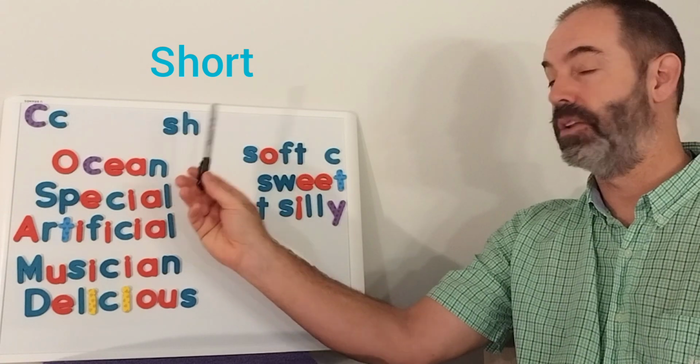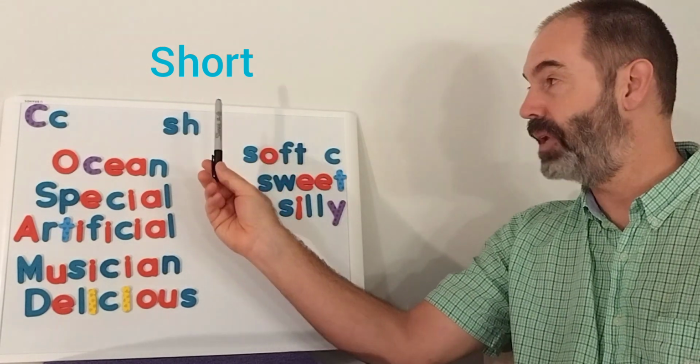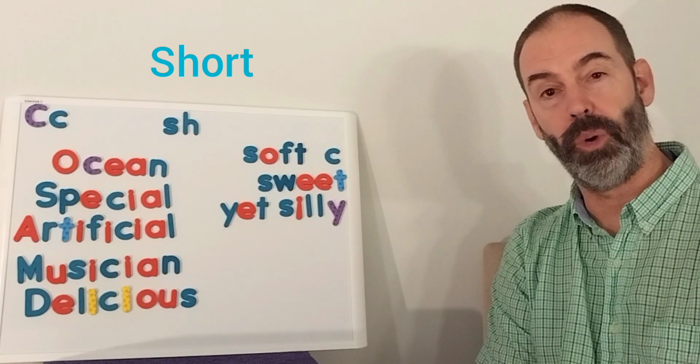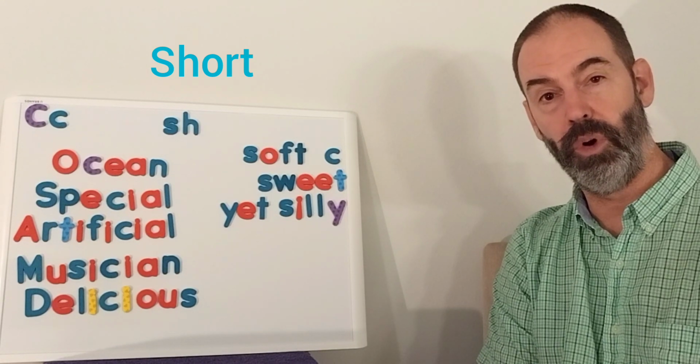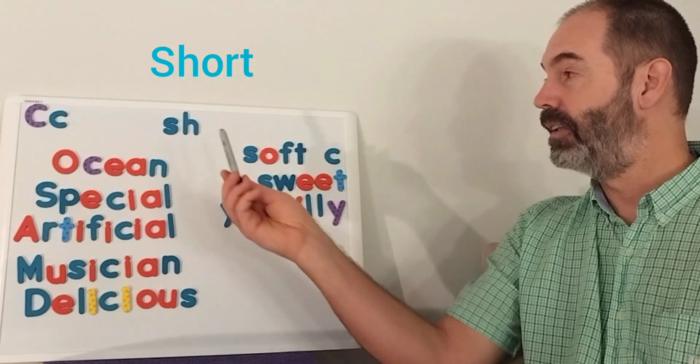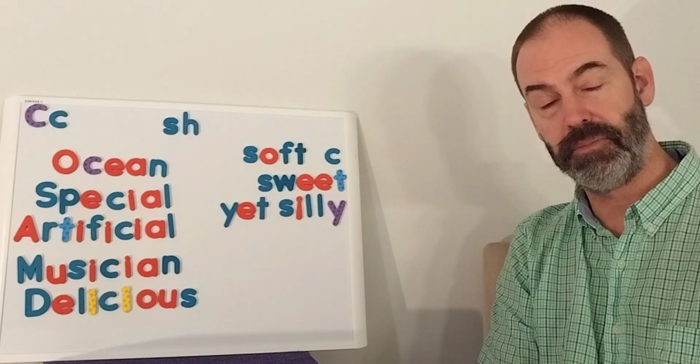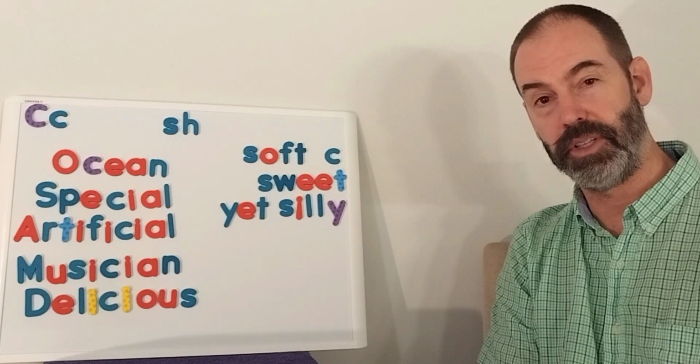Usually in English, the sh sound is made by the letters SH. For example, the word short is S-H-O-R-T. The SH usually makes that sh sound, but sometimes the C can do it, and that's what we're going to talk about today.